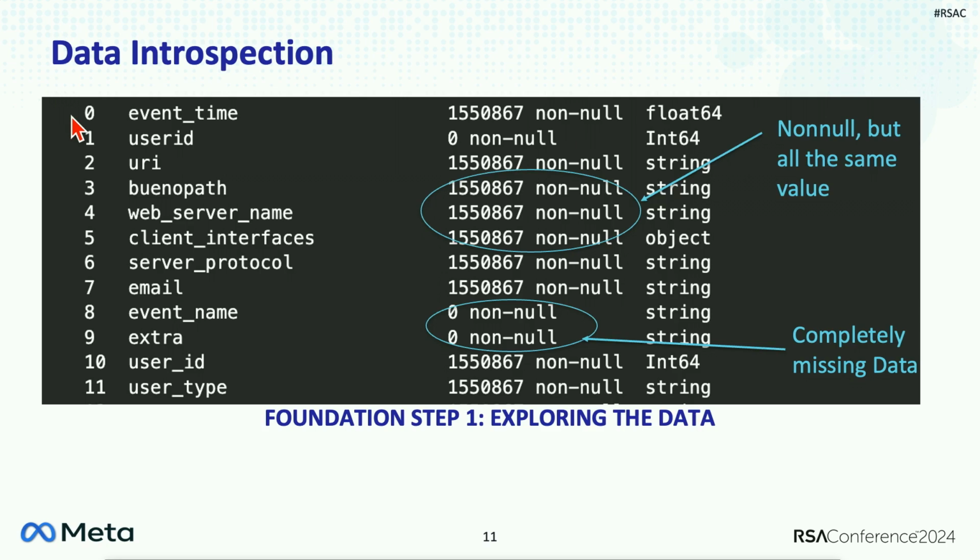The other important thing that we notice is we are doing this data exploration in a Python library called Pandas. And when we introspect into this data, we might have some non-null values for the client interfaces, for example, but they're all logged as the same string value, which also doesn't help us because the model can't use the same value to make a decision one way or the other because it's all the same.